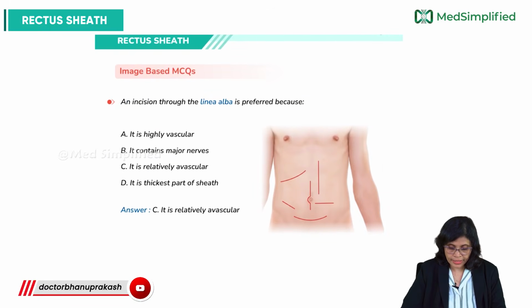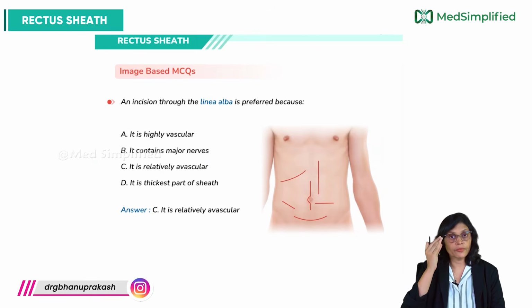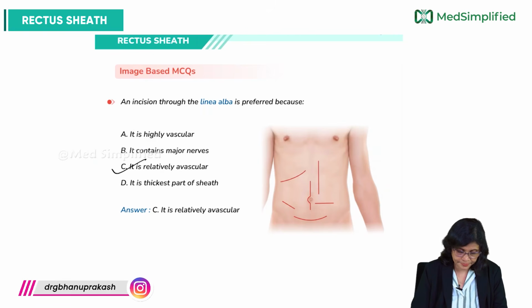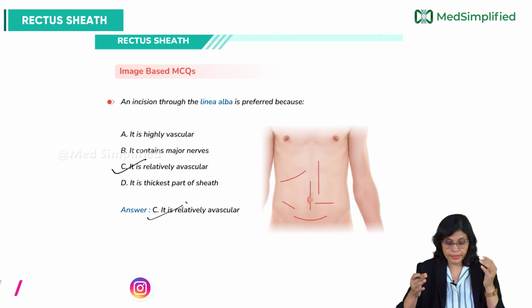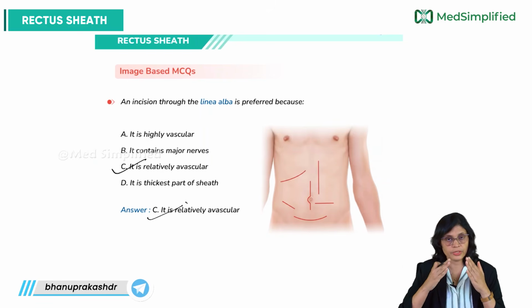An incision through the linea alba is preferred because, is it because it is highly vascular? No, it is relatively bloodless. We should not injure any blood vessels or nerves, and try to avoid injury as far as possible. So that is not the choice. It is relatively avascular, yes. Basically it is formed by the interlacing of the aponeurosis from both sides, the fibrous raphe. It is just wider above the umbilicus.